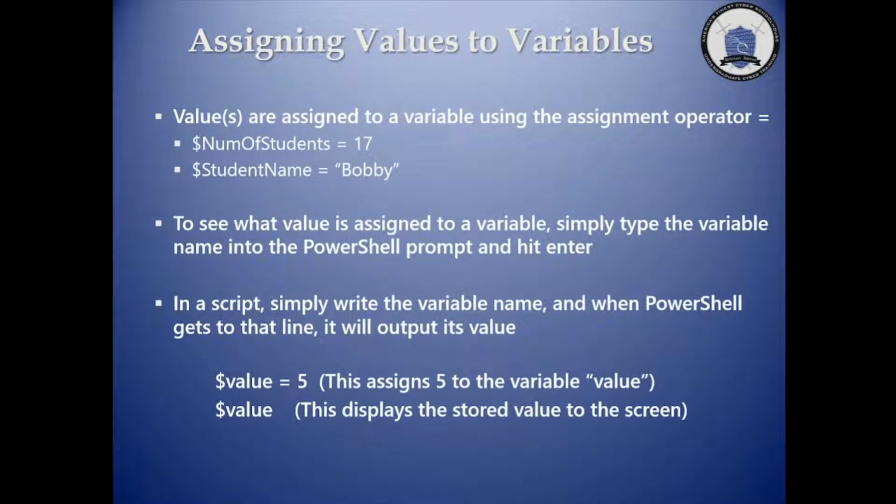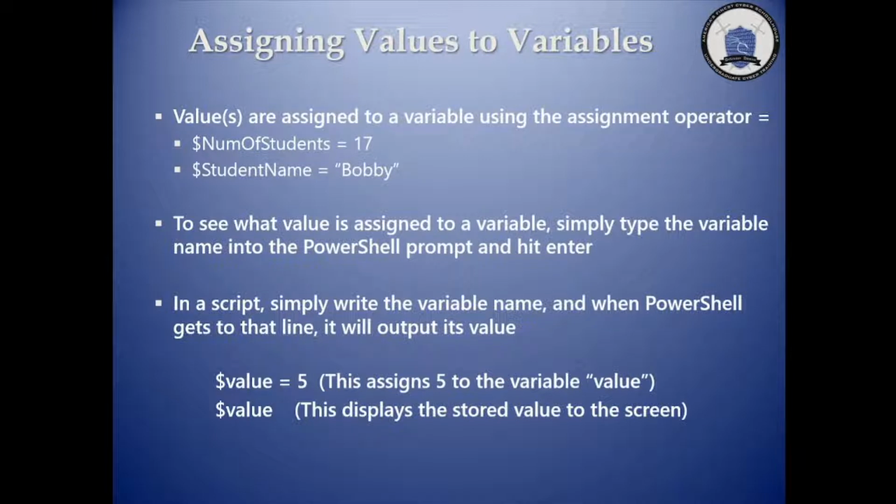Before I go into all of the different variable types, let's first see how I assign something to a certain variable. Values are assigned using the assignment operator, which is your equal sign. It's very important to get the order correct: you will always have your variable name on the left, then the assignment operator, then whatever you're assigning to that variable on the right.